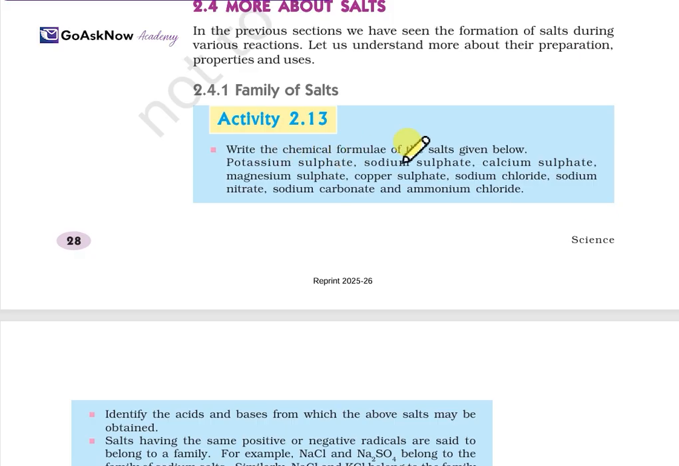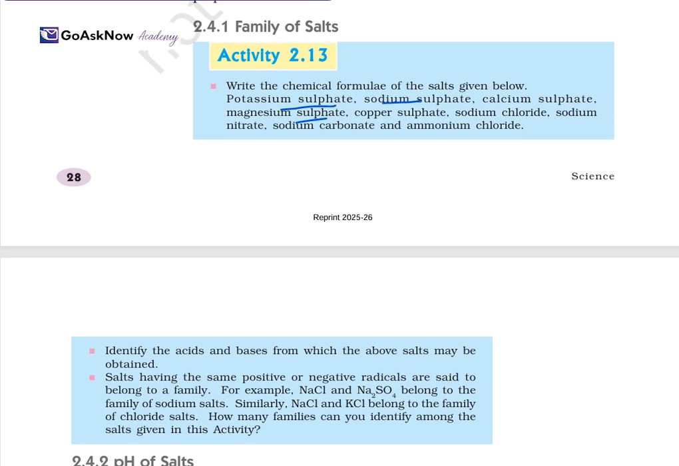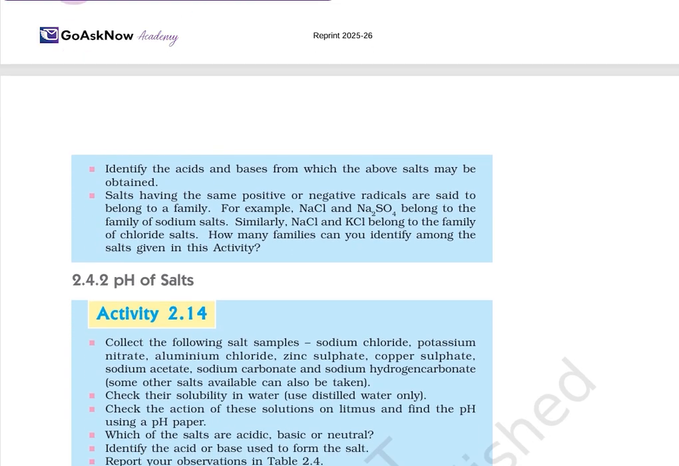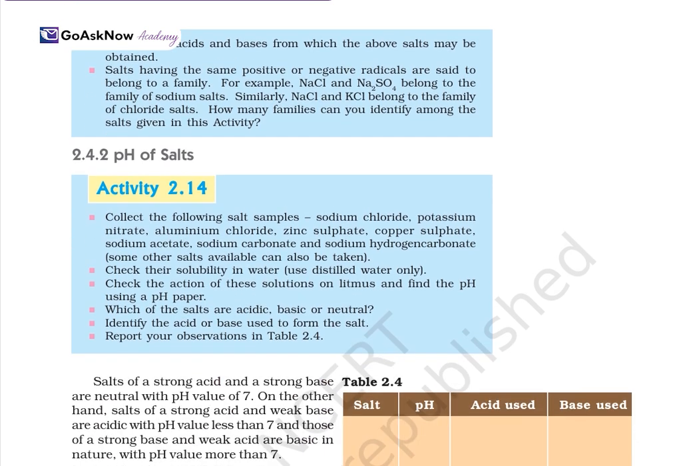The chemical formulas of the salts are given below: potassium sulfate, sodium sulfate, calcium, magnesium, copper, and sodium chloride, sodium nitrate, sodium carbonate, and ammonium chloride. Identify the acid and the base from which the above salts may be obtained.